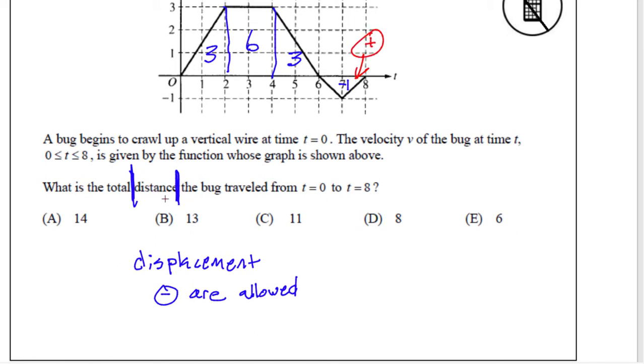If I went all the way to the wall and back, and I asked what was the distance that I traveled, I count all of that, even though I had negative value. Displacement, I'm still here. So the correct answer is 3 plus 6, 9, plus 3 is 12, plus 1, 13. Correct answer is B. Any questions?